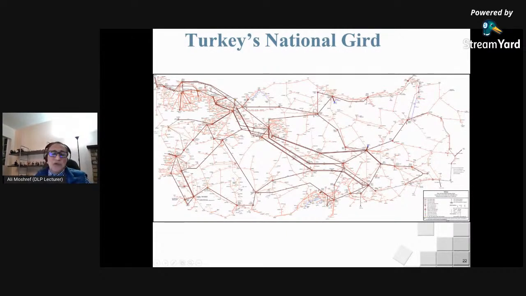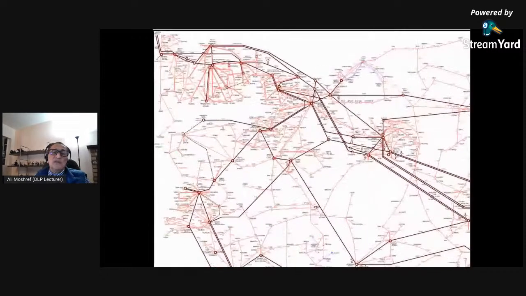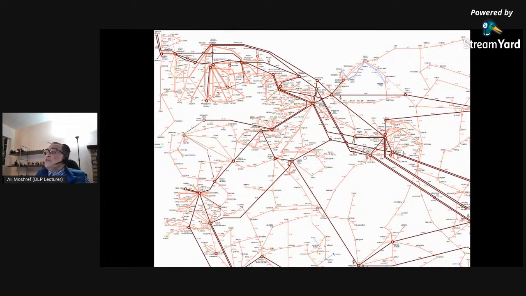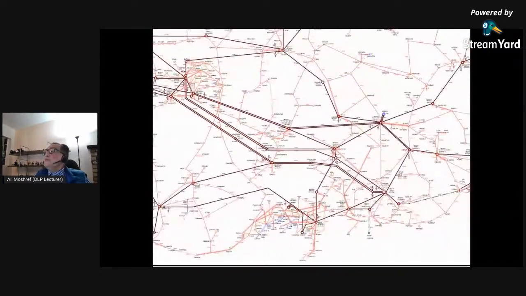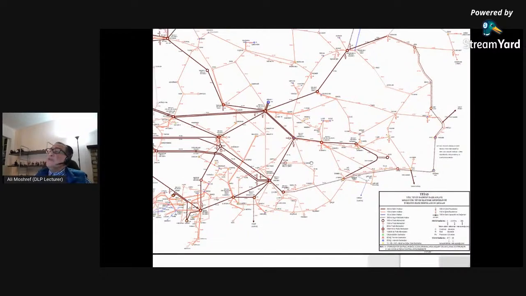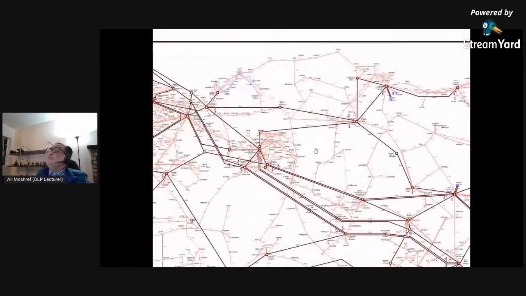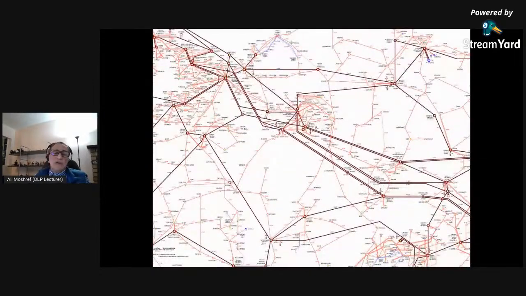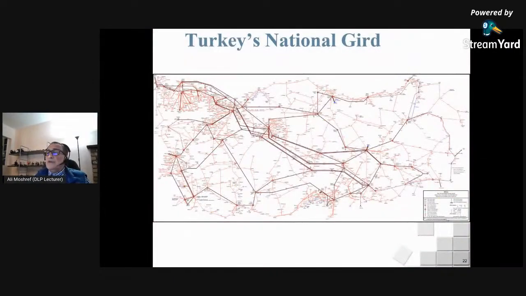Here I have a map of Turkey. Of course, you guys are all familiar with this system, but I just want to show it to you. Turkey has quite an extensive network and is connected to all its neighbors, or most of its neighbors, I think. Again, I'm not an expert on the national grid of Turkey, so I just show it for your own information, for people who have not seen it.